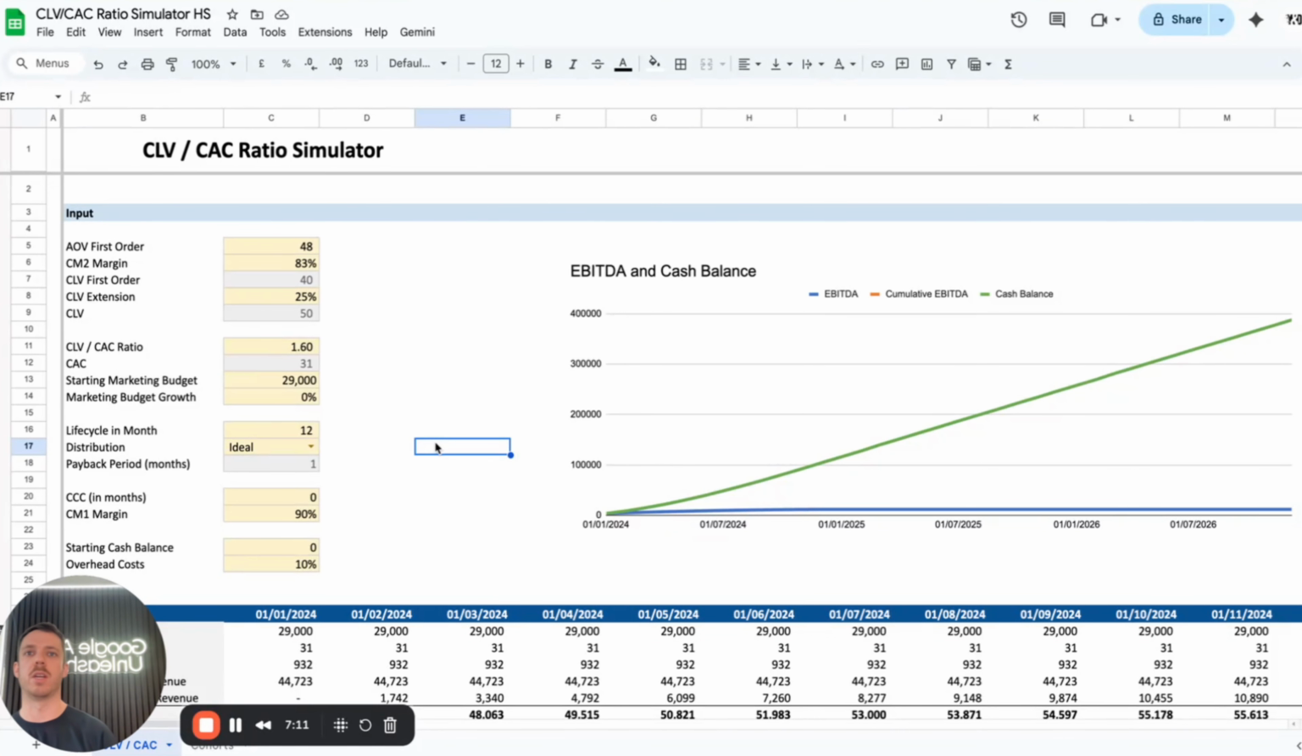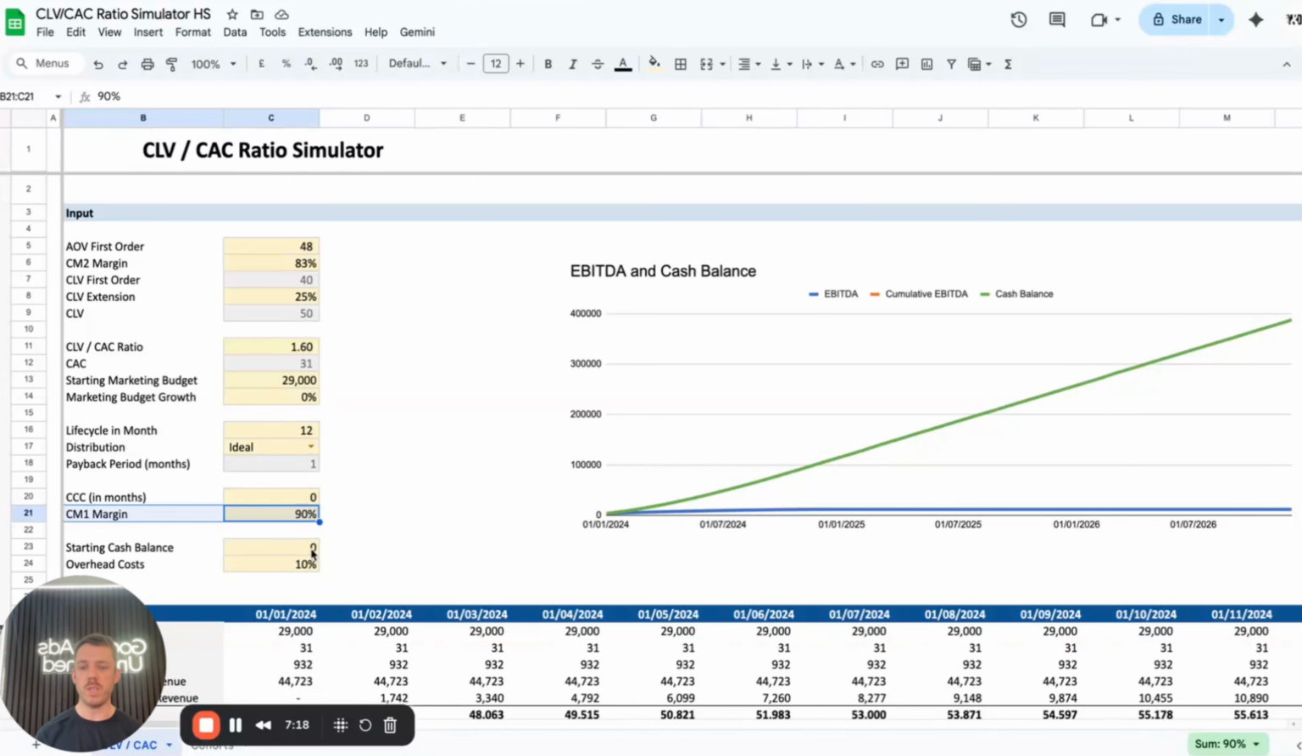So your CM1 margin is, in this example that I'm running, 90%, and the average order value is 48 euros. So 90% of 48 euros is about 43.20. Is that correct? Oh yeah, it is actually 43.20. So yeah, very good, Jeremy. So that is what is left in order to pay for the shipping and logistics of it all, and for the marketing costs.